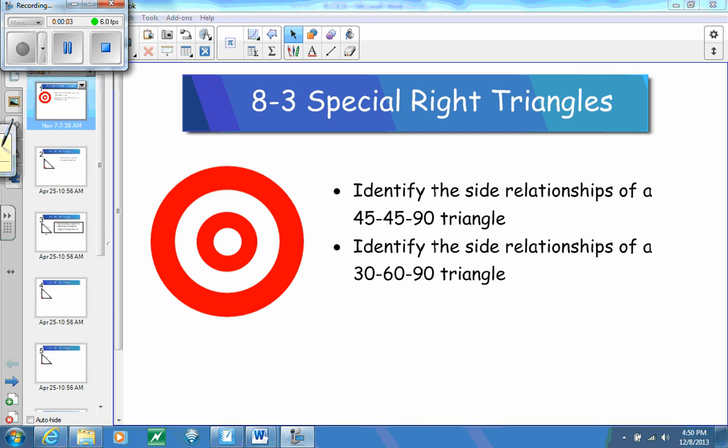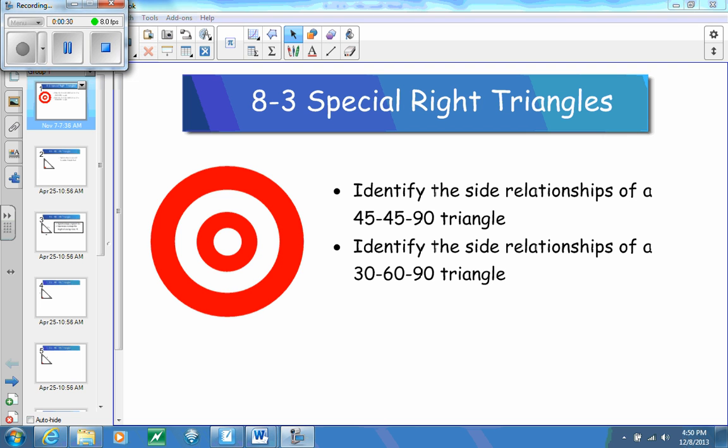All right, section 8.3 is working with special right triangles. We're going to be looking at 45, 45, 90 triangles and also 30, 60, 90 triangles and looking at the different relationships that we see within the sides. On the in-class assignment that we did for section 8.2, I had you trying to find the third side of a right triangle given two sides and worked with using the Pythagorean theorem to do so.